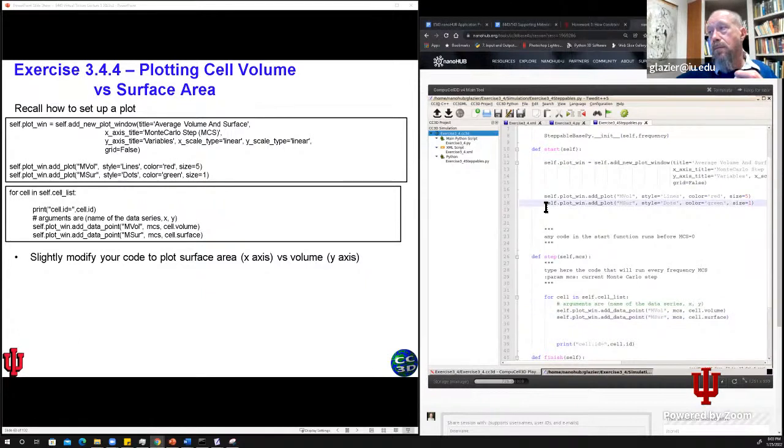So remember, the comment in Python is hash. So I'll comment out that second data series. And I'll comment out that second data series here too. I've gotten rid of that. And now here, in my first data series, I was plotting MCS on the cell volume.